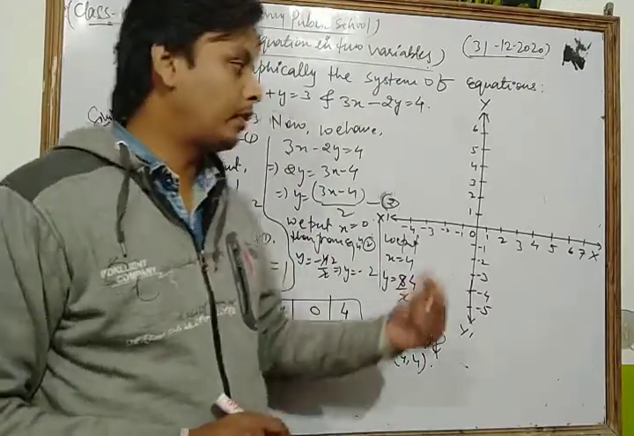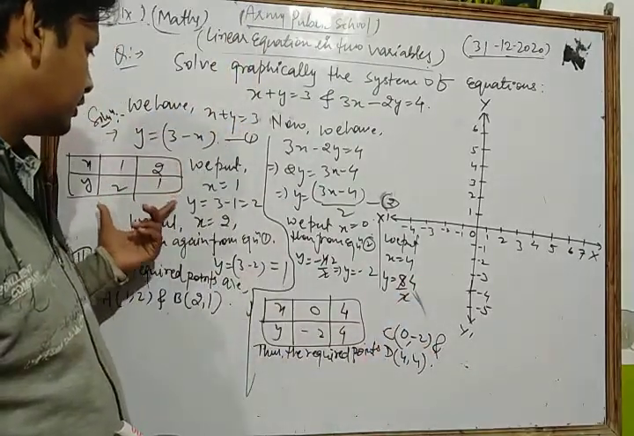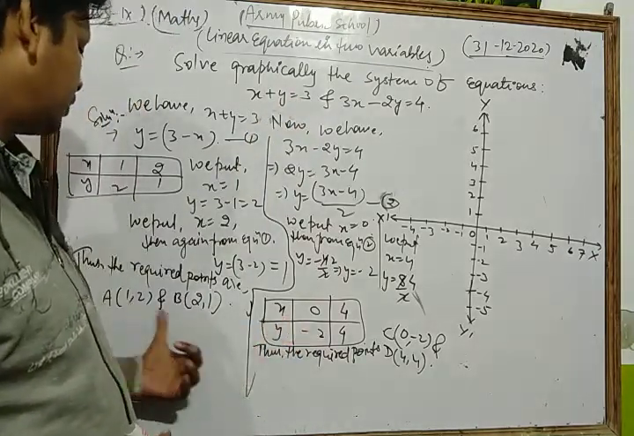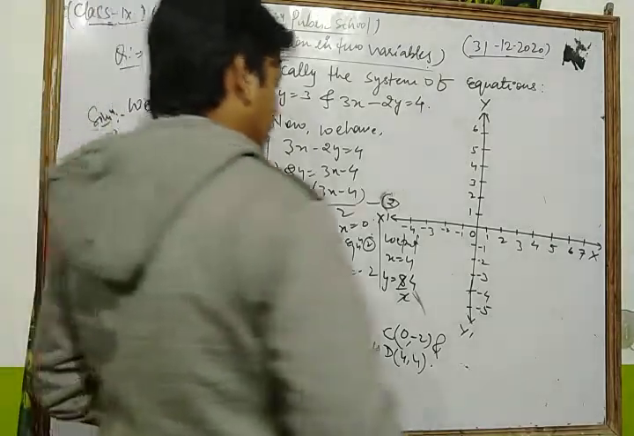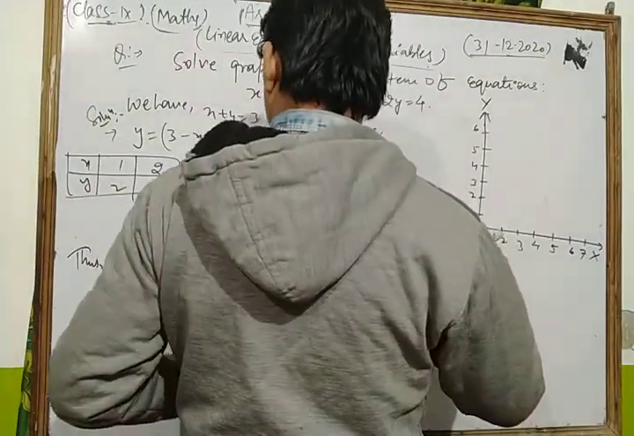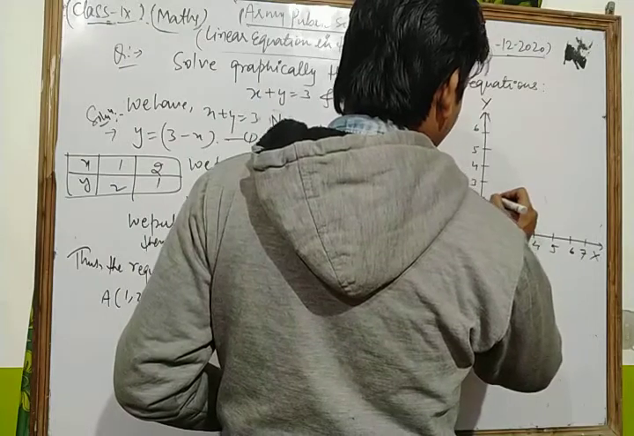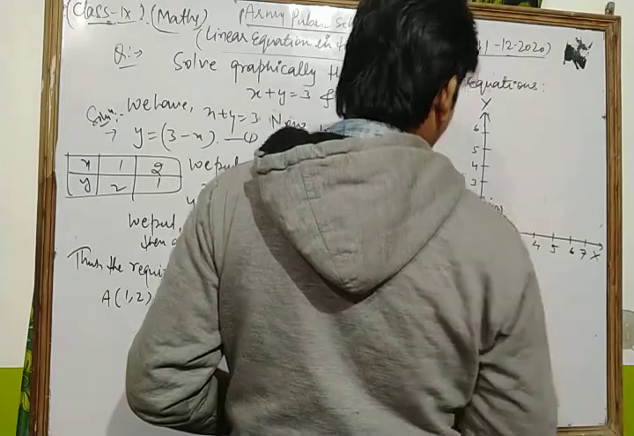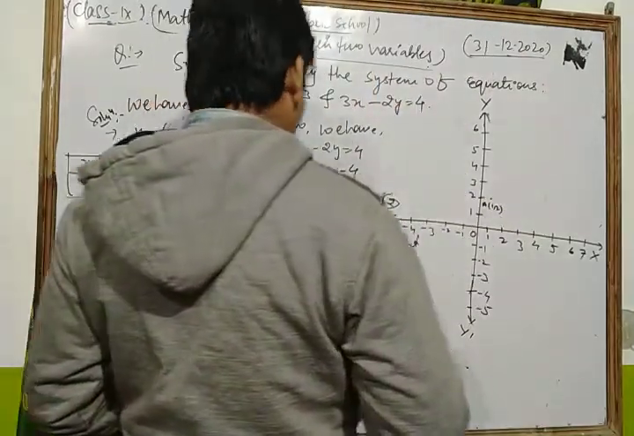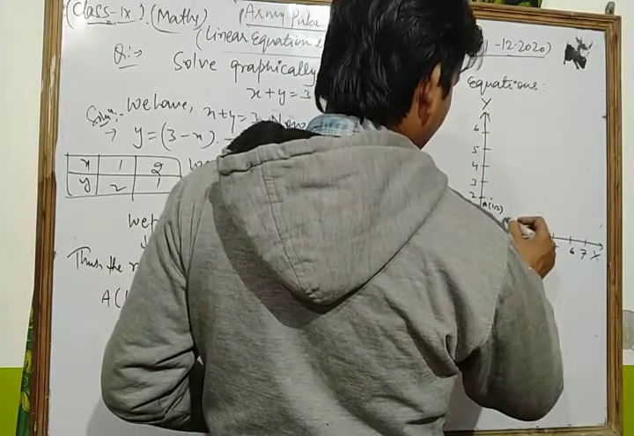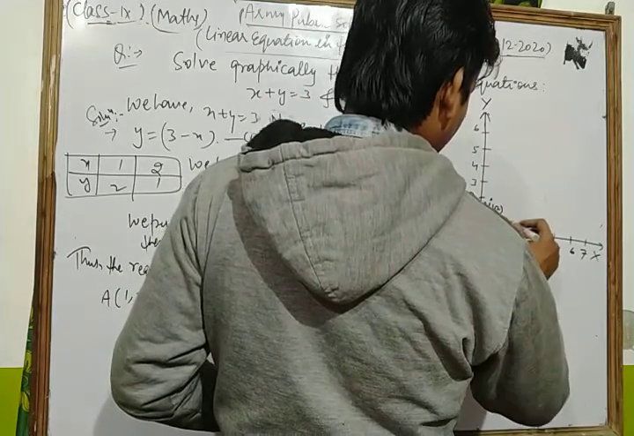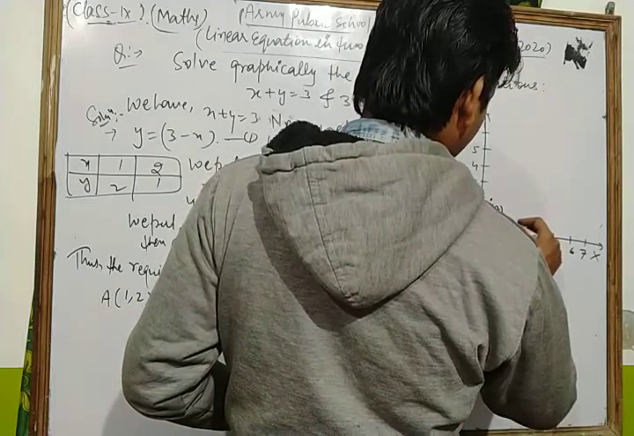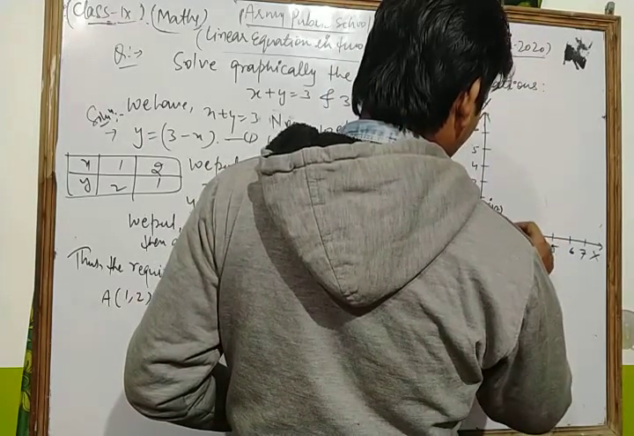Now we plot the points of the first and second linear equations of two variables. First of all, we draw the points A and B. A is 1, 2. This is positive of x, this is 1 and 2. So dear student, here is the point A, 1 and 2. Now the second one is B, 2, 1. 2 and 1, here in that place. This is B. This is 2 and 1.